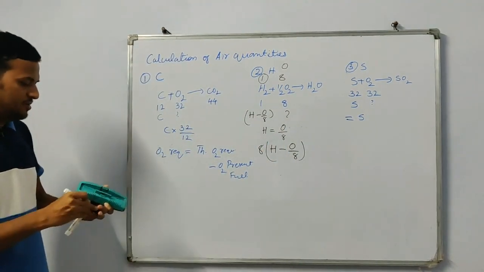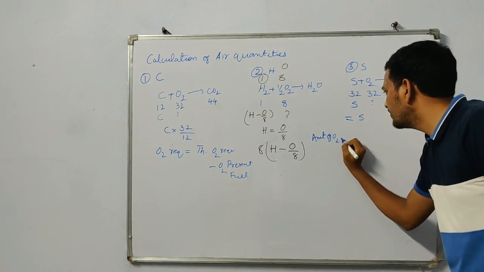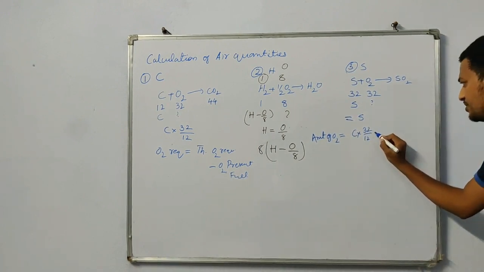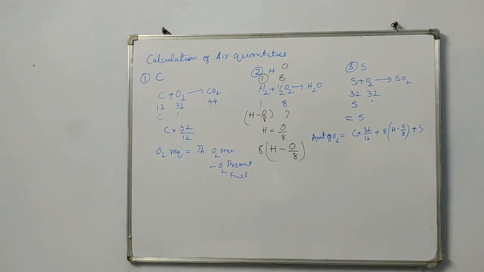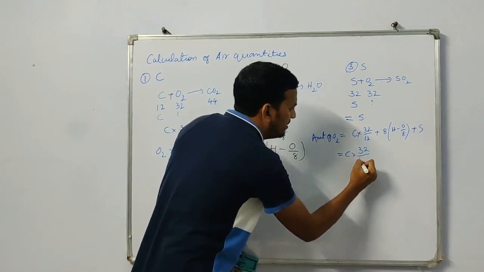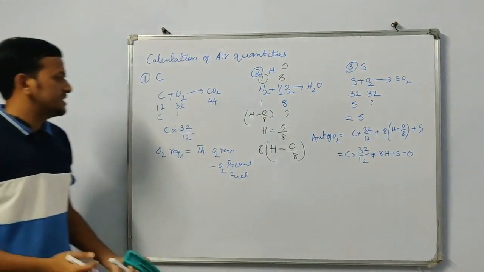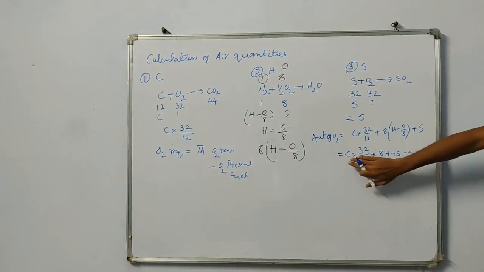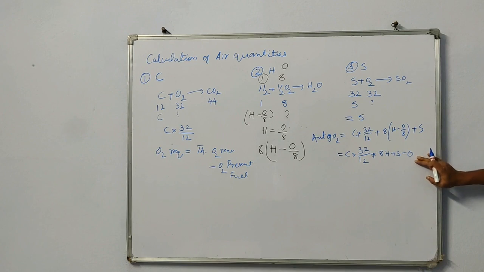Now write the formula. Amount of O2 required equals, for carbon, C into 32/12, for hydrogen 8 into (H minus O/8), and for sulfur simply S. When you modify the equation, it is C into 32/12 plus 8H plus S minus O. Just now I said that oxygen required equals theoretical oxygen required minus oxygen present in the fuel. So for carbon 32/12, for hydrogen 8H, for sulfur directly S, and we are subtracting the oxygen weight present in the fuel.